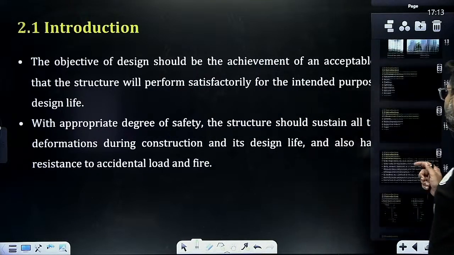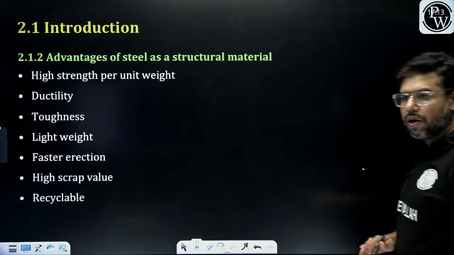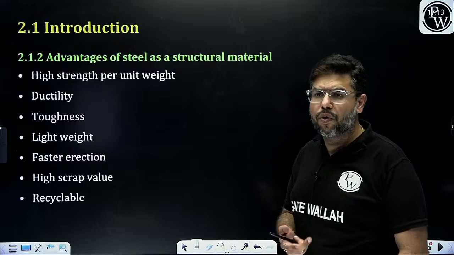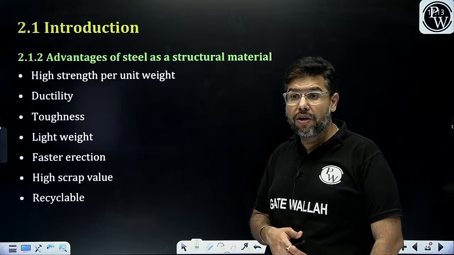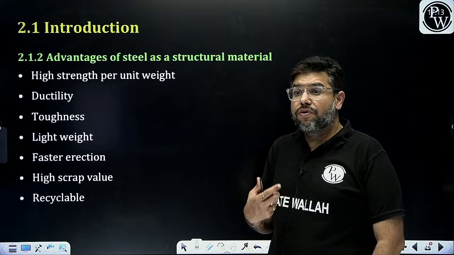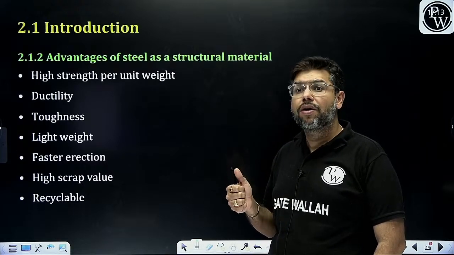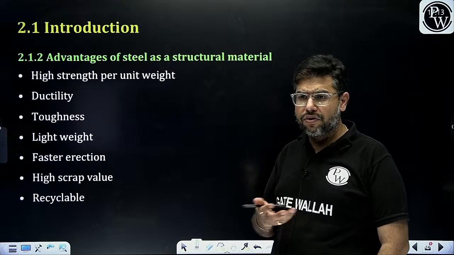Now, there are certain advantages as well as disadvantages of steel as compared to RCC. First, the advantages of steel as a structural material. It has high strength per unit weight. It is ductile, not brittle. This you all understand, I guess.